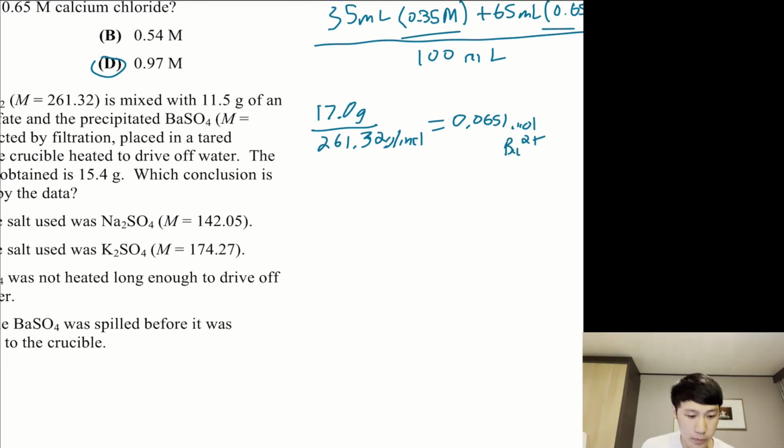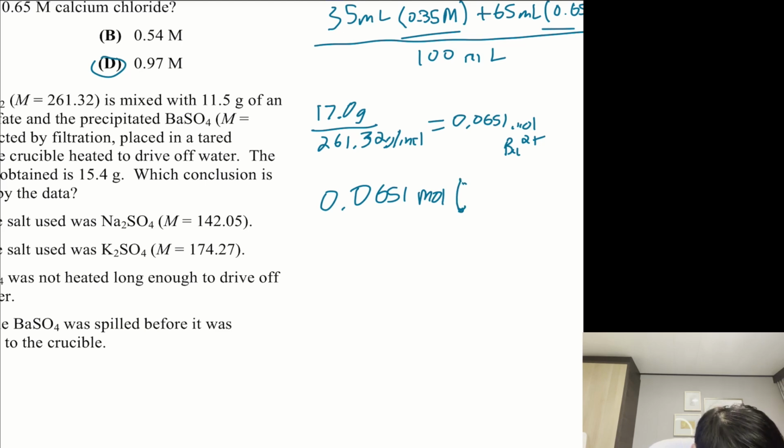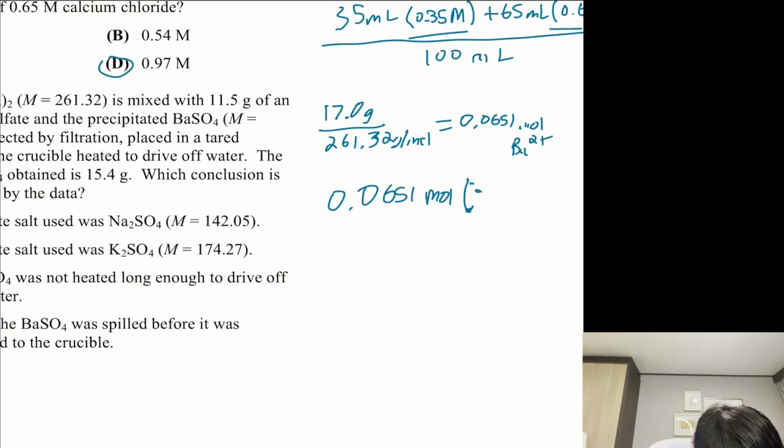So we can figure out what's the maximum amount of barium sulfate by multiplying by the molar mass. So 0.0651 moles. And then we're going to multiply by, what is the molar mass? 233.37 grams per mole. And what we get is 15.2 grams of barium sulfate.